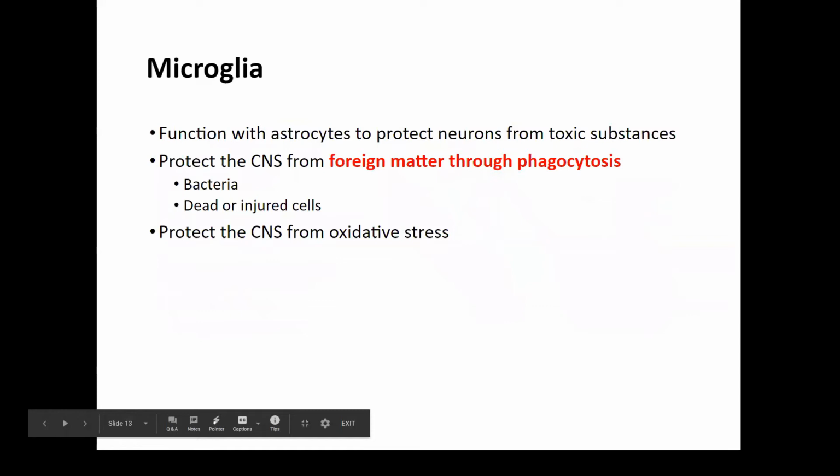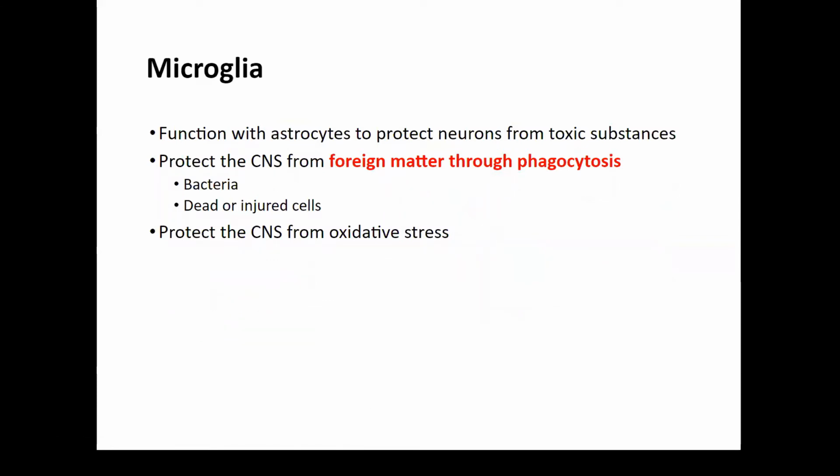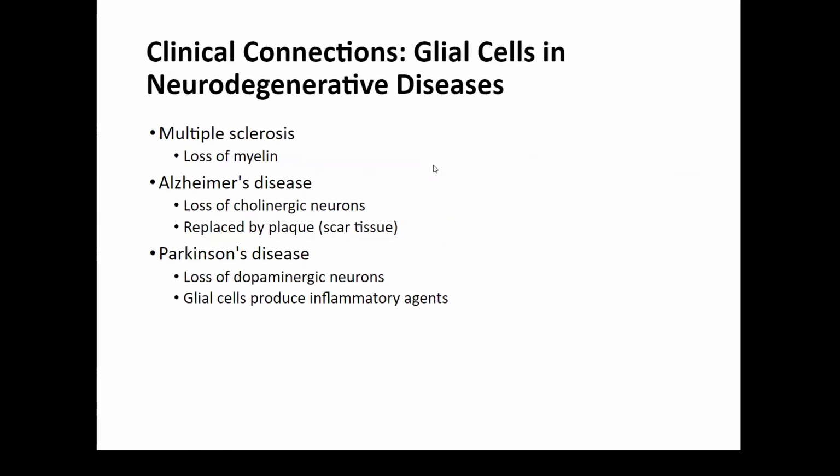Okay, microglia, you know, they're important that you have them, but they're conceptually not that difficult. Conceptually, they're really just eating up bacteria, dead and injured cells. They're phagocytes, so they're doing endocytosis, breaking down materials that may be harmful for the brain. Okay. Glial cells are implicated in some neurodegenerative diseases.